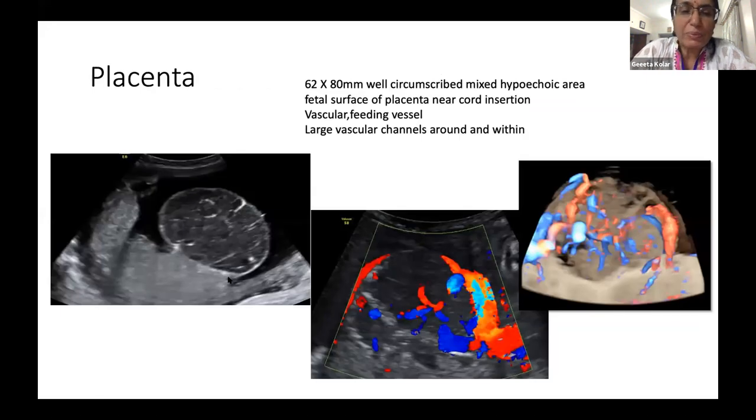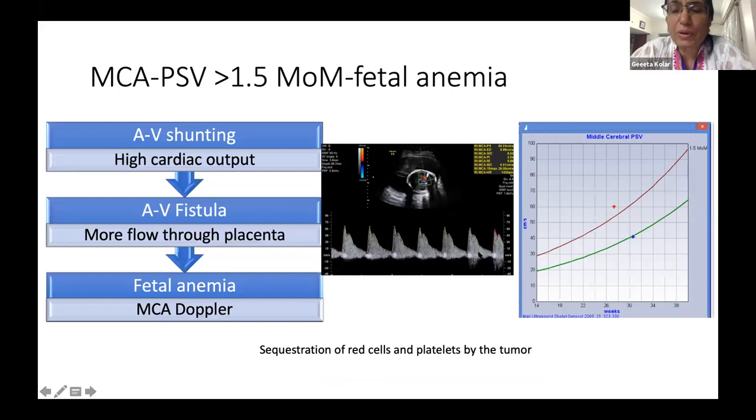When we examined the placenta in this hydropic infant, we found a large mass, a heterogeneous circumscribed mixed hypoechoic area with very increased vascularity. And this is a typical case of chorioangioma of the placenta. The middle cerebral artery peak systolic velocity indicated fetal anemia. The baby's mother is Rh positive. So this is non-immune hydrops, probably secondary to the chorioangioma. So how do we deal with it?